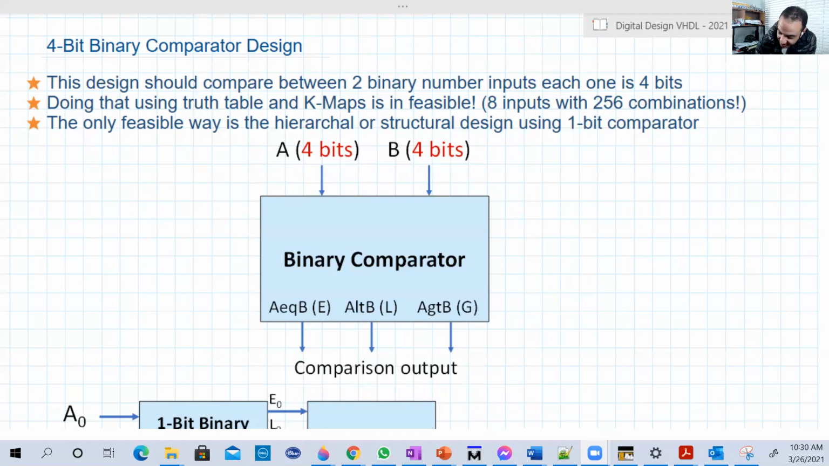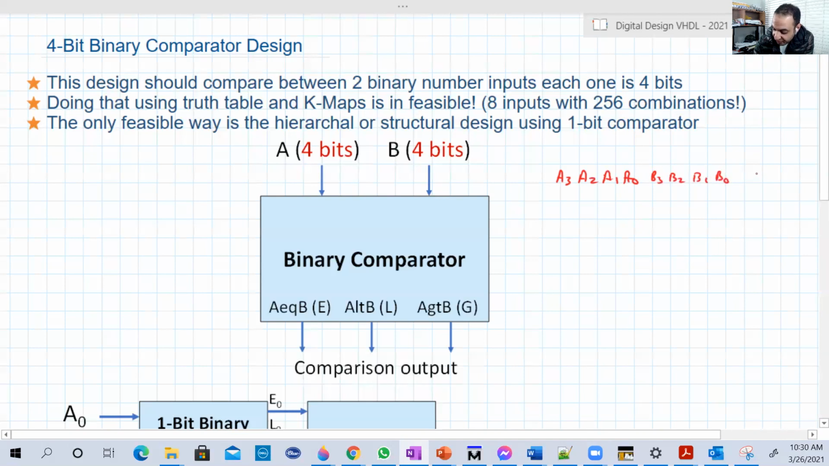For A, you will have A3, A2, A1, A0. Then for B, you will have B3, B2, B1, B0. Then you will have 3 outputs. Let's call A equal to B, E capital; A less than B is L capital; and A greater than B is G capital. So E, L, and G.